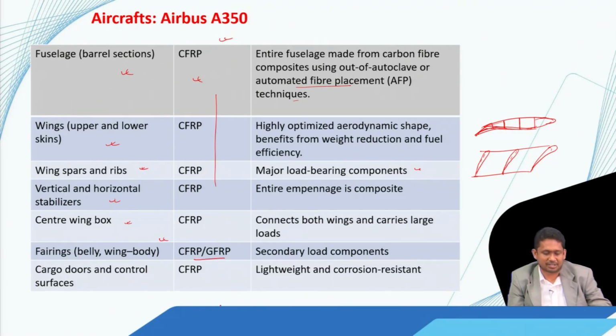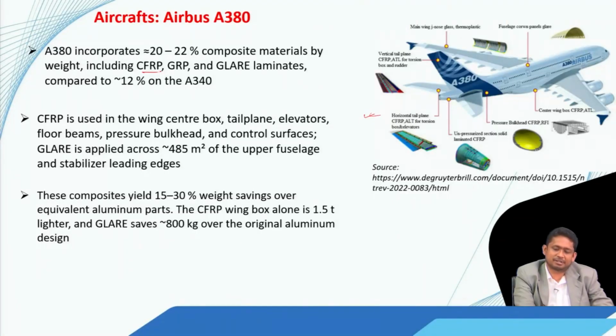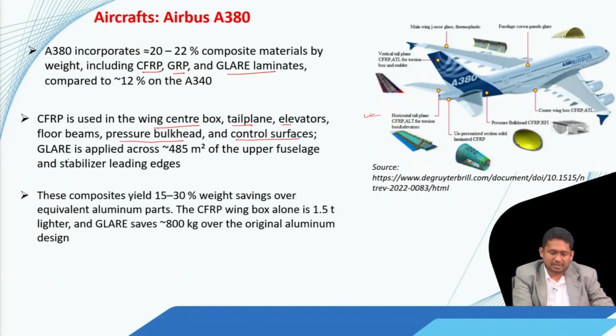Fairings have both CFRP and GFRP, glass fiber reinforced plastic, and carbon fiber reinforced plastic. Airbus A380, we can see a model here, uses around 20 to 22% composites by weight, and again CFRP, GFRP and glare are there, mostly it is CFRP. Now, CFRP is used in the wing center box, tailplane, elevators, floor beams, pressure bulkhead and control surfaces. And glare, we have seen it, is applied across 485 square meter area in the upper fuselage and stabilizer leading edge.